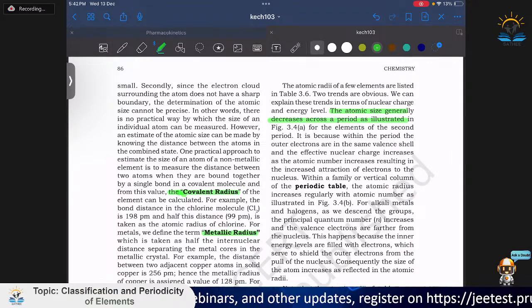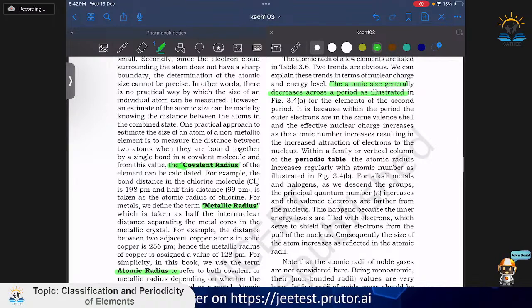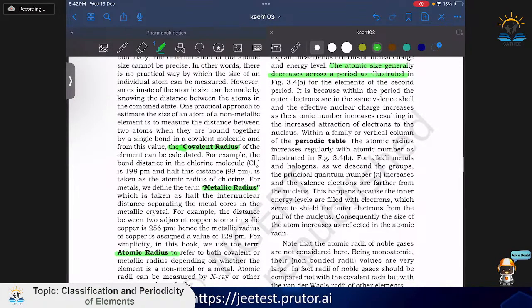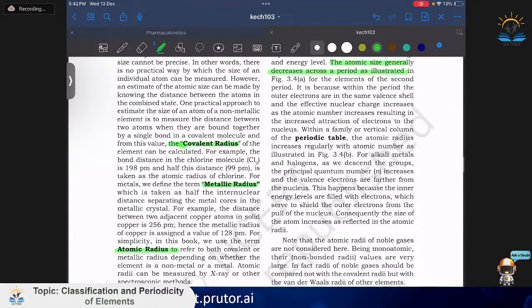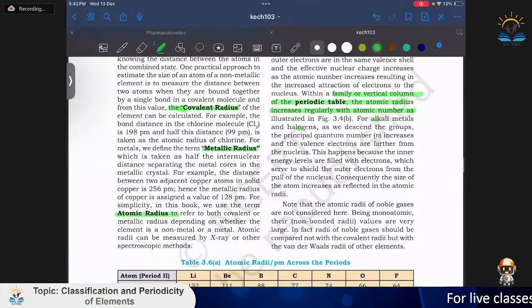For the elements of the second period, it is because outer electrons are in the same valence shell and effective nuclear charge increases as the atomic number increases, resulting in increased attraction of electrons. Within a family or group, the atomic radius increases regularly with atomic number. Usually for alkali metals and halogens, on descending the group, the principal quantum number increases. The electrons are further from the nucleus, so they are more in size.